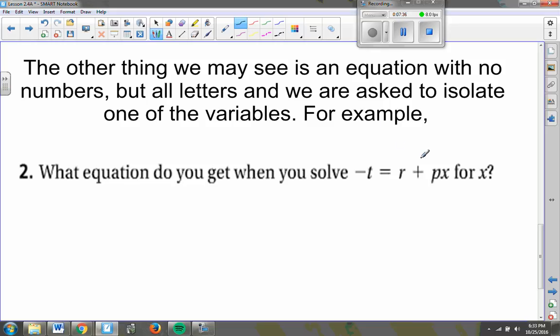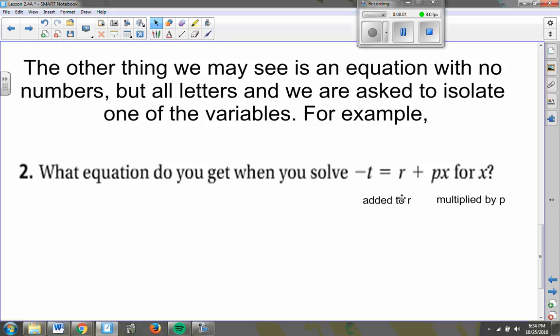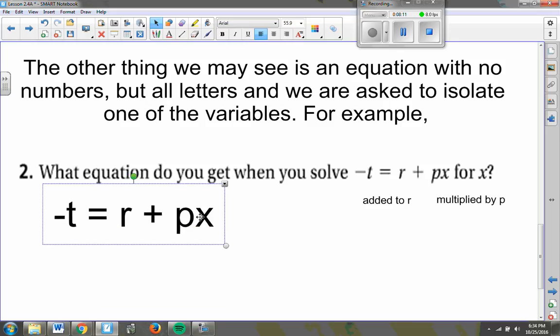So the first thing I have to decide is what's happening to x right now. Well, right now, this part right here says p times x. So x is being multiplied by p. Right? X is being multiplied by p. And then it is being added to r. Okay, added to r. Multiplied by p and added to r. I need to undo both of those things. So I'm going to rewrite the equation over here.